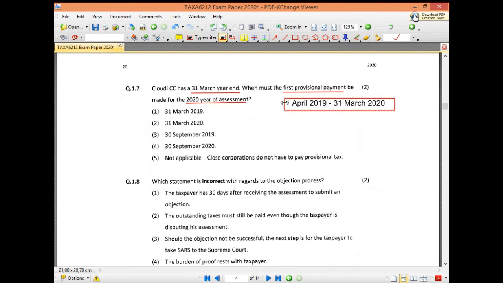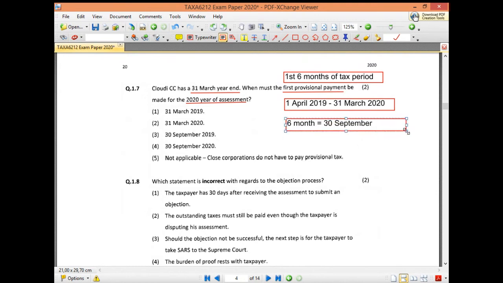Those are 12 months. Now remember, the first provisional tax payment is after the first 6 months of our tax period. Now, if our tax period starts 1 April, that would mean 6 months after that, so you count it. You say April, May, June, July, August, September. So 6 months is 30 September. But now you see they've got two options there. They've got a 2019 and 2020.